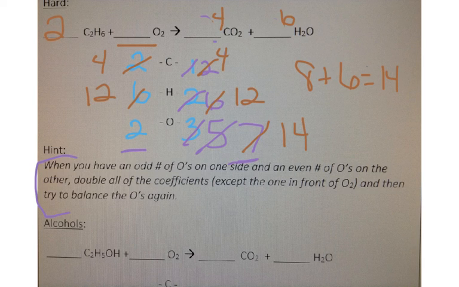So now what's the common multiple between 2 and 14? Well, that would be 14. So I just need to put a 7 in front.